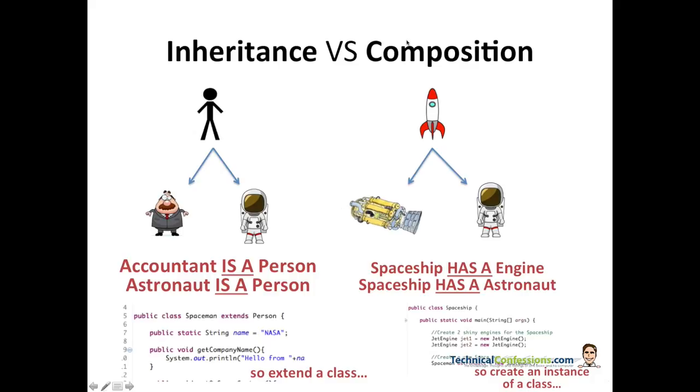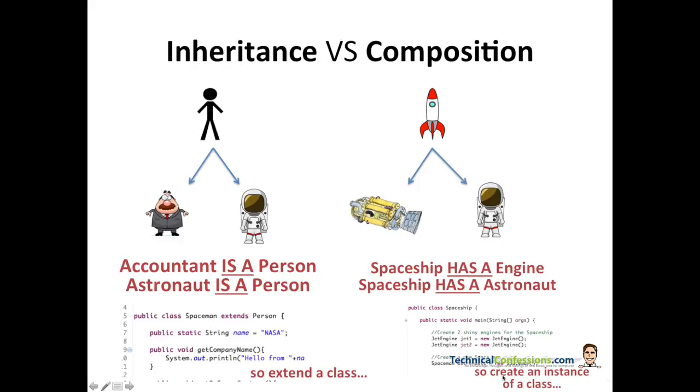In contrast, you have the composition. So in this scenario, you're stating that a class is built up by a construction of another class. So within a spaceship has an engine, and then in this weird scenario, you have a spaceship has an astronaut associated to it. You would never say an astronaut is a spaceship or a spaceship is an astronaut. But when you have this scenario, you're creating an instance of the class.